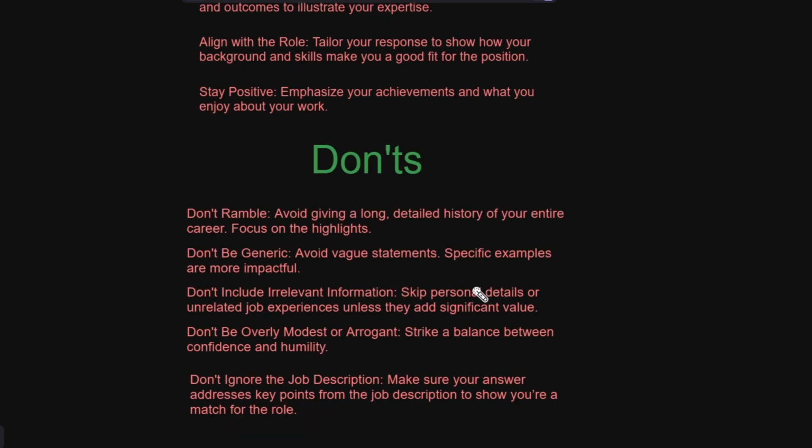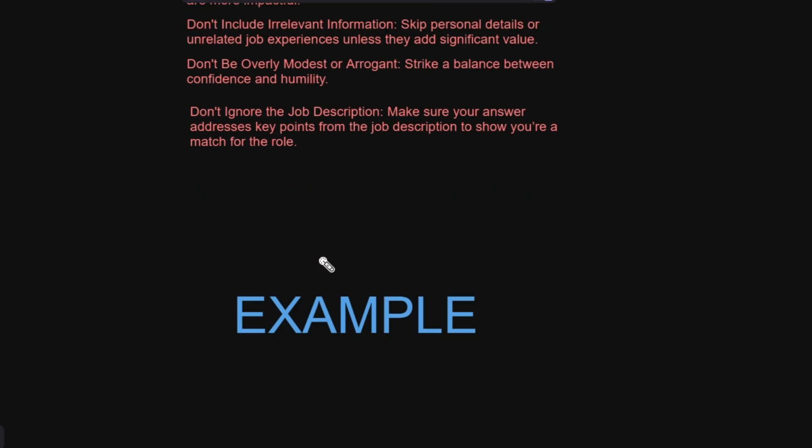And what are the don'ts? Don't just ramble. Avoid giving a long detailed history of your entire career. Focus on the highlights only. Avoid vague statements; specific examples are more impactful. Skip personal details or unrelated job experiences unless they add significant value. Strike a balance between confidence and humility, and make sure your answer addresses key points from the job description to show you are a match for the role. So don't ramble, don't be generic, don't include irrelevant information, don't be overly modest or arrogant, and don't ignore the job description.